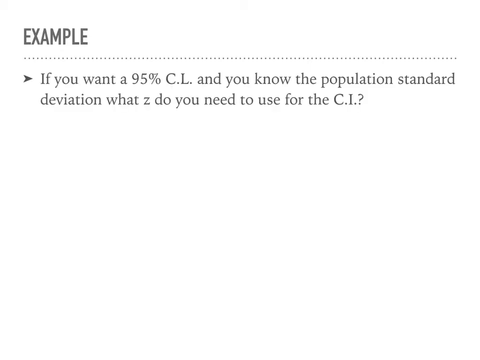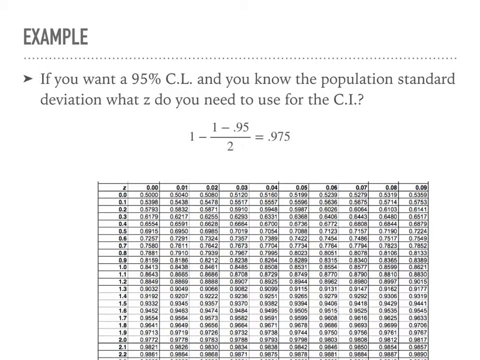So let's look at an example together. If you want a 95% confidence level, and you know that we have the population standard deviation, what z are we going to want to use for the confidence interval? Using the formula, we have 1 minus the ratio (1 minus 0.95) divided by 2 gives us 0.975. Now let's go ahead and look for it on the table real quick. We find it right down here, which gives us 1.96 for a z-value. Now that's also what you would find if you were to use inverse norm on your calculator.